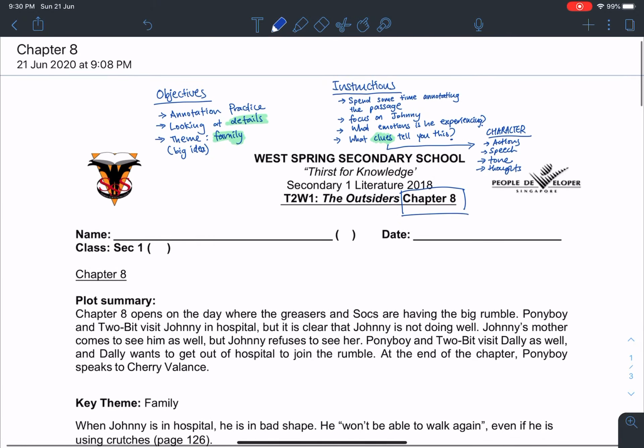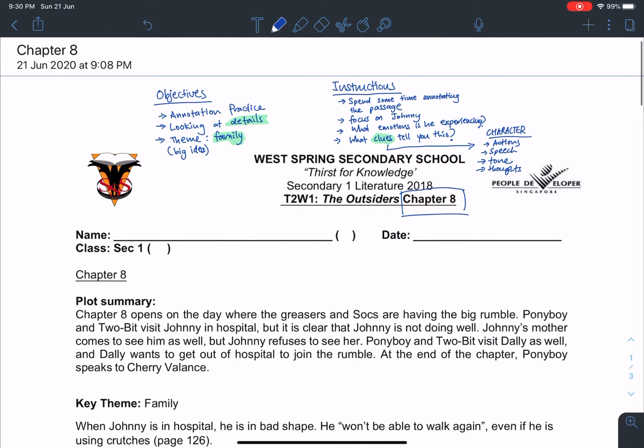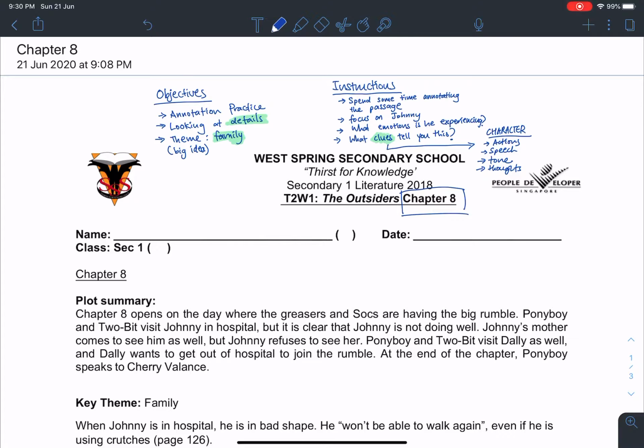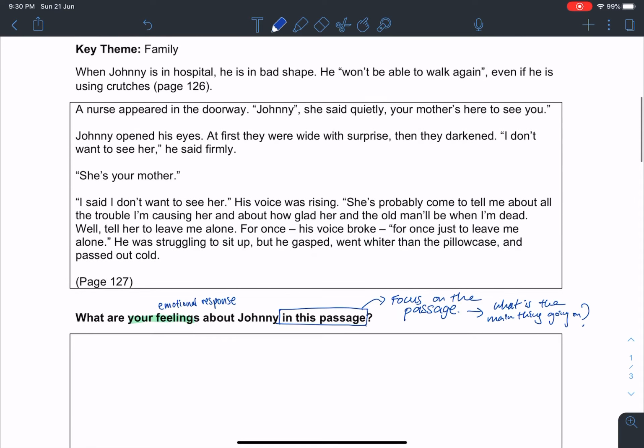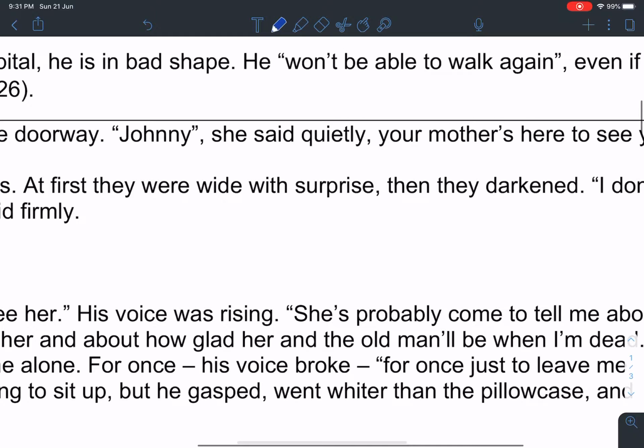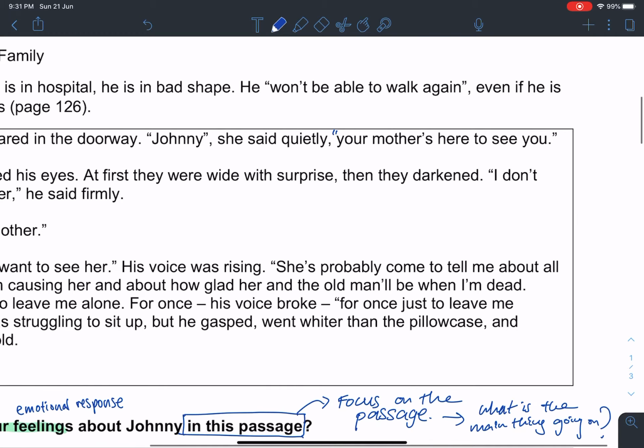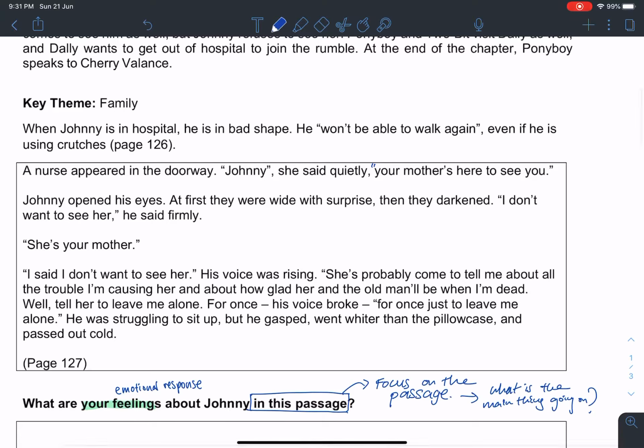Okay, now at this point, I assume that you have already finished annotating, and let me run through what I would have annotated. Okay, the first thing I would have done is when I look at a passage, I would quickly try to summarize what is the key issue. So I read, "A nurse appeared in the doorway. 'Johnny,' she said quietly, 'your mother's here to see you.'" Oh, there should be an open inverted comma there. Okay. And then we see Johnny's reaction.